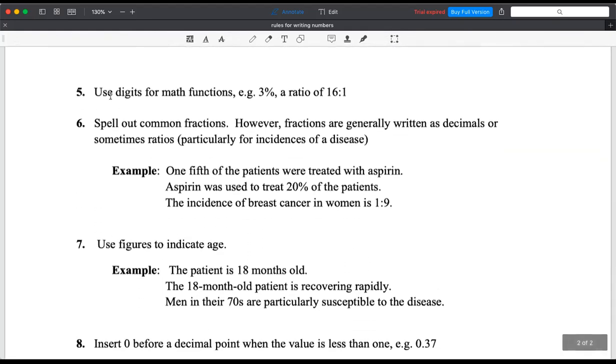We use digits for math functions. For example, 3%, a ratio of 16:1. Rule number 6: we spell out common fractions. However, fractions are generally written very much the same as math, as decimals, or sometimes ratios, particularly for incidence of a disease. I would say one-fifth of the patients were treated with aspirin, or aspirin was used to treat 20% of the patients, or the incidence of breast cancer in women is 1.9.